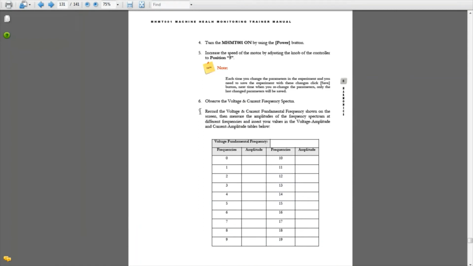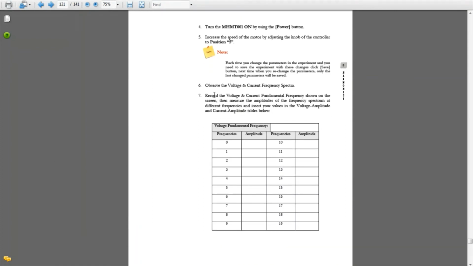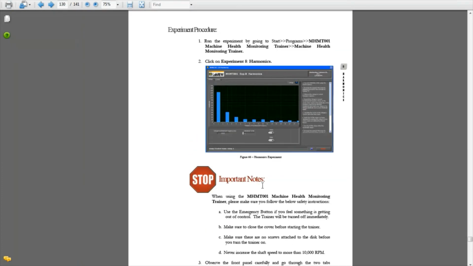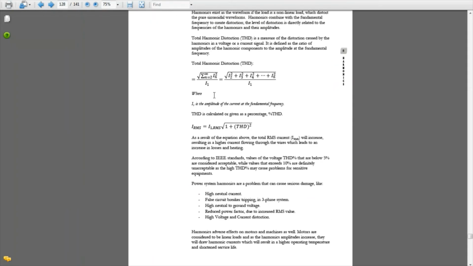Our experiment will basically be recording the voltage and current, so two sections, one for voltage and the other for current, and we need to write down all frequencies. So the original frequency has an amplitude, I remember it was 50. The first harmonic has some amplitude, the second harmonic has another amplitude. So we write down the amplitudes of all frequencies, the 19 frequencies, and then go back and use the formula to calculate the total harmonic distortion as a percentage. So this is our task for the experiment.